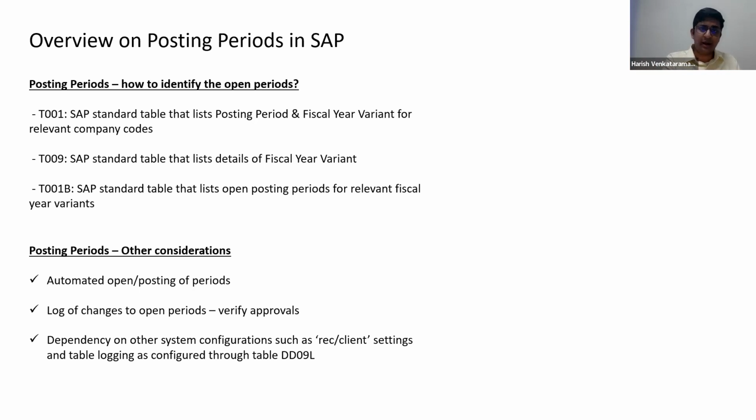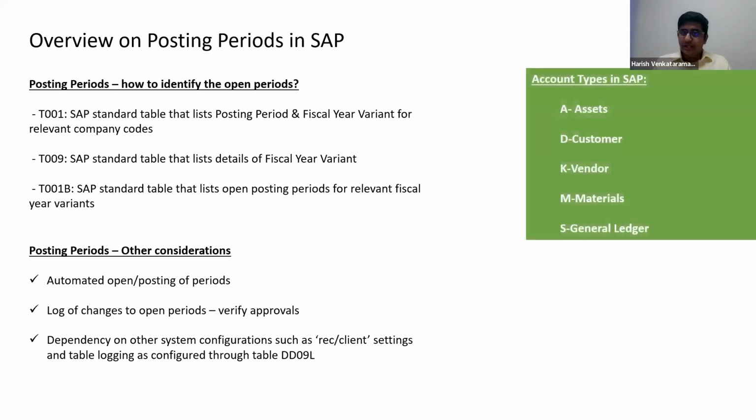But how do we identify this? How do we audit this? Correct. So this T001, as we were looking at earlier, is the standard table that will list all of your posting periods that are open currently, right? In my company code today, as on date, what is the posting period that is open? And there is also something called a fiscal year variant, which is nothing but your configuration for your particular company codes and your period open and close. And T001B is the one that is going to list all of your open posting periods, right? Now, how does it happen?